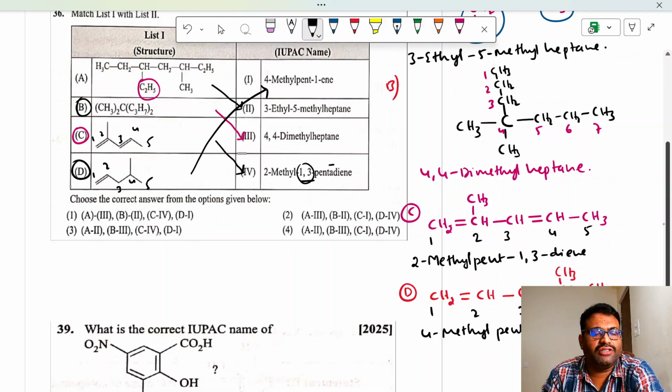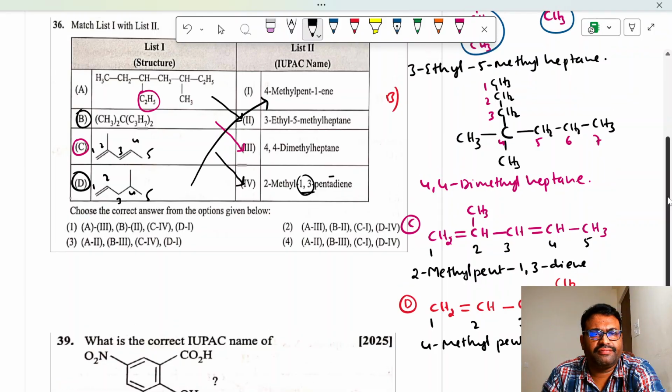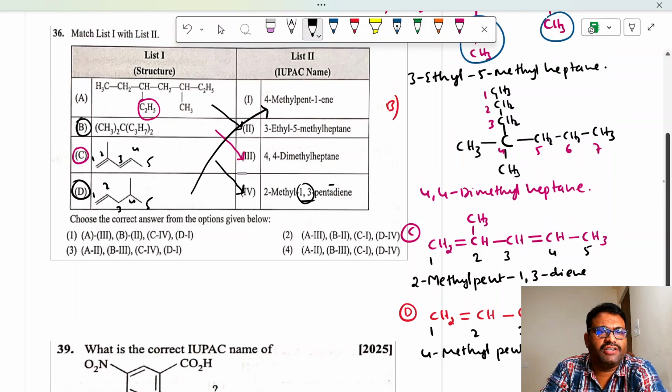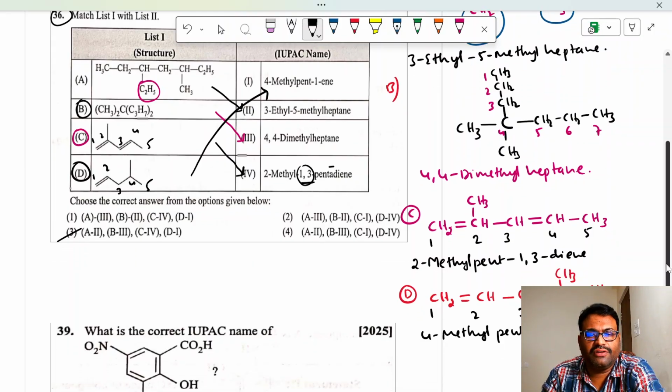Question number is 36. For 36, what will the answer be? The third option, A2, B3, C4, D1. Are you getting this? Okay.